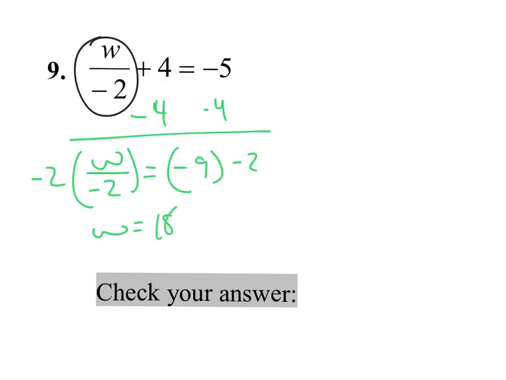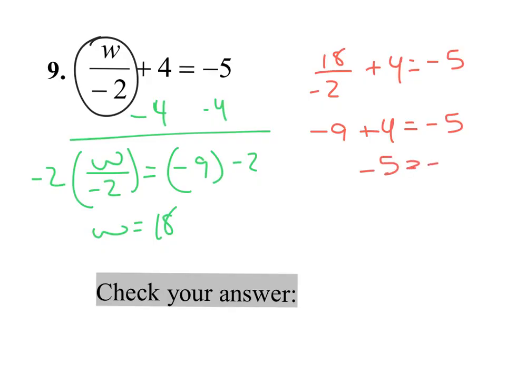Let's see if that solution checks. Go ahead and substitute it in. So we've got 18 divided by -2 plus 4 equals -5. So 18 divided by -2, that's -9, plus 4 equals -5. -9 plus 4 is -5. Does it equal -5? Yes, it does. So that solution checks.